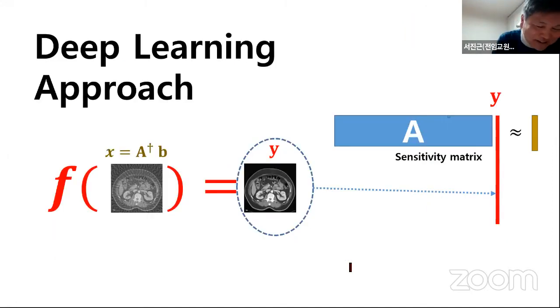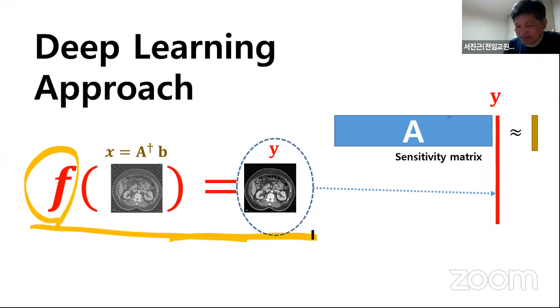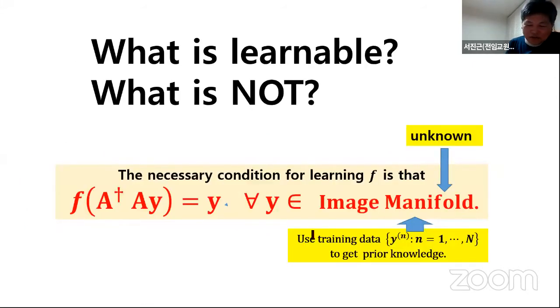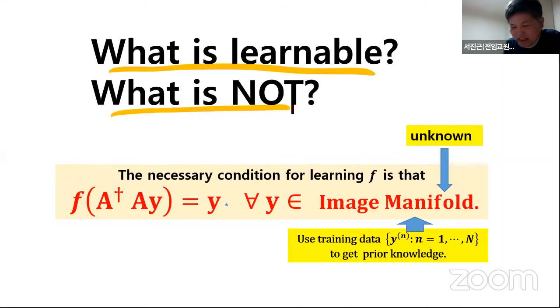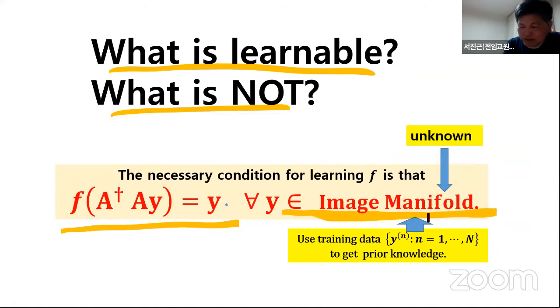Okay, now I will explain the deep learning approach to solve the underdetermined problem. The goal is to find this map. First, what is learnable? What is not? Deep learning is not magic. So there is a learnability. The necessary condition for learning F is that somehow this type of identity holds for an arbitrary image manifold. But unfortunately, the image manifold is unknown. Then how do you know this manifold using only the training set? Something like a nonlinear regression.